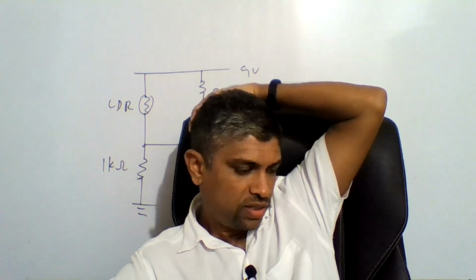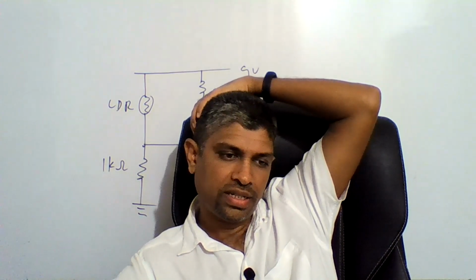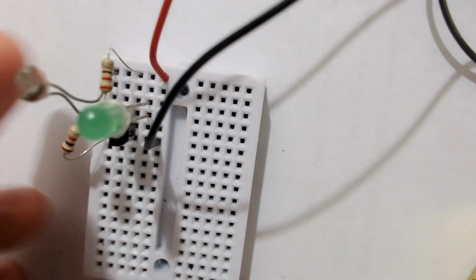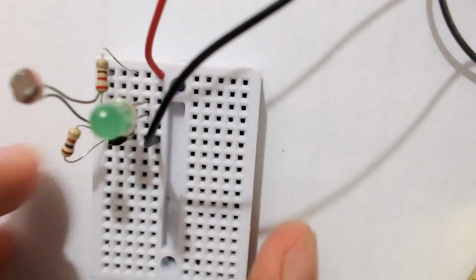Okay, so this is the LDR and the typical light detector circuit that we have constructed here. First you have to construct it.